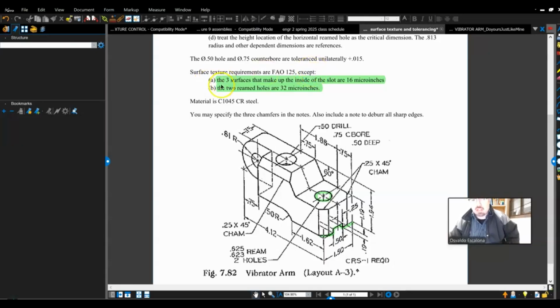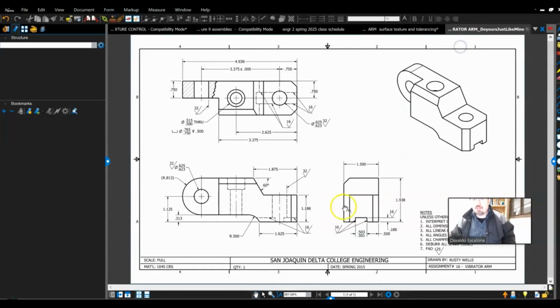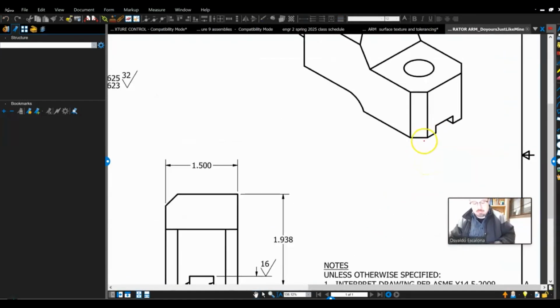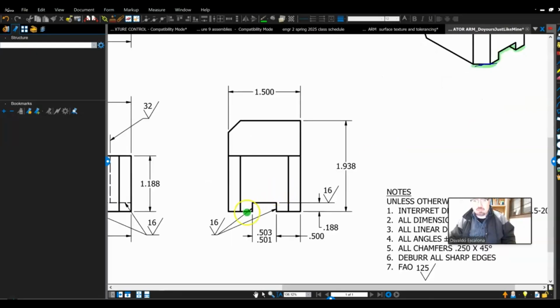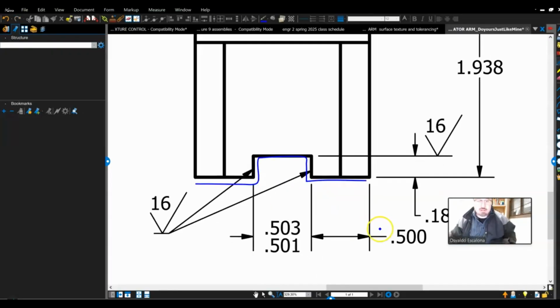And then if you were to look to the first note, it says the three surfaces that make up the inside of the slot are 16 micro inches. So literally these three surfaces. If I were to look at this, the three surfaces that make up the bottom, which are, see if I can highlight, these ones, right? Where would I see it as an edge? Let me see if I can highlight something in the middle. So I will see this guy as an edge, right? So I gotta call it out because I see it as an edge.